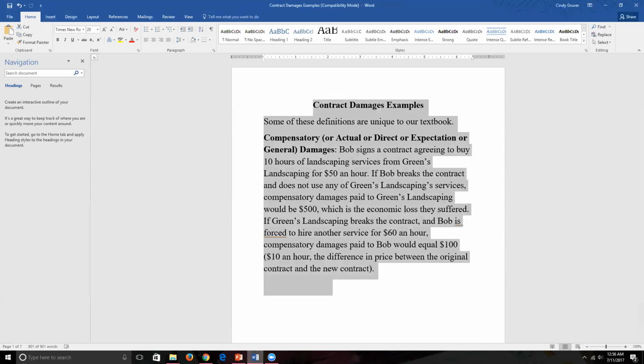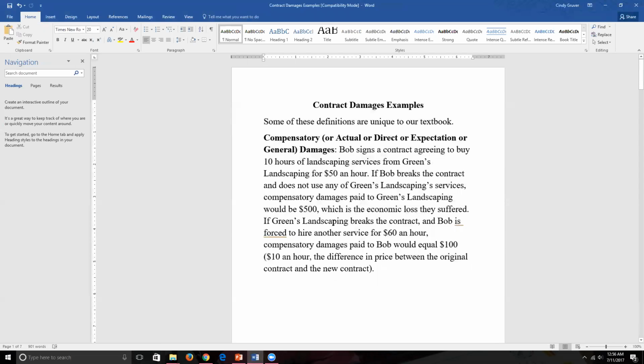So we're going to look at a scenario with compensatory damages first. That's the only kind of damages that we have in this case. So we have Bob. Bob signs a contract agreeing to buy 10 hours of landscaping services from Green's Landscaping. And the hourly rate that Bob has agreed to pay is $50 an hour. So that's the contract. If Bob breaks the contract and does not use any of Green's landscaping services, what would the compensatory damages be? Well, we already see the numbers here.